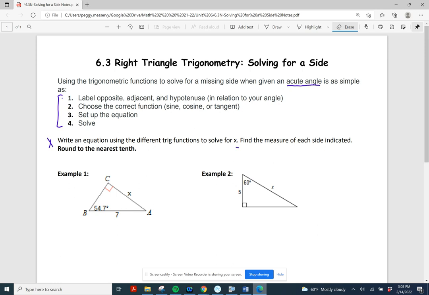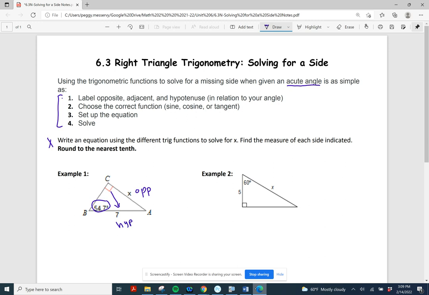So what's our first step? All right, our angle that we're looking at is 54.7, and in relation to that angle, the x is the opposite. So I'm going to label that as opposite. It's the opposite leg. And then the 7. What's the 7? Think about what the 7 is. The 7 is across from the right angle, so it's the hypotenuse.